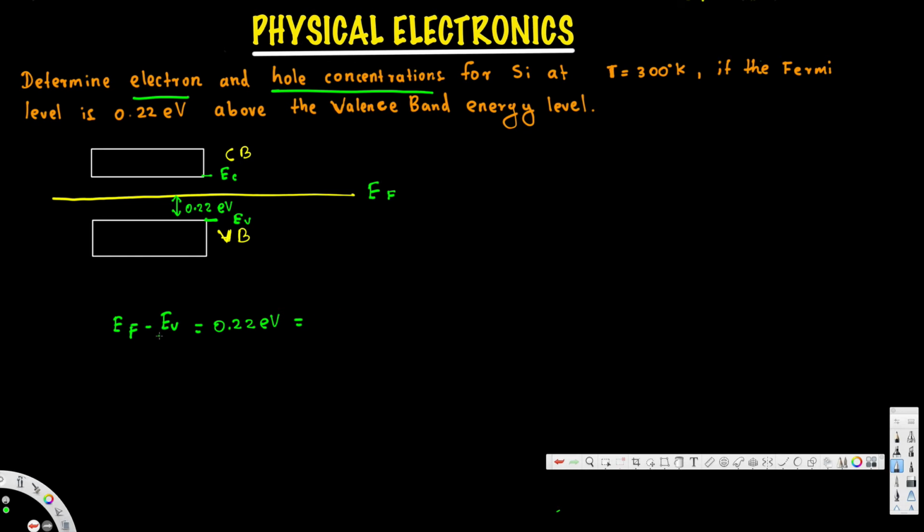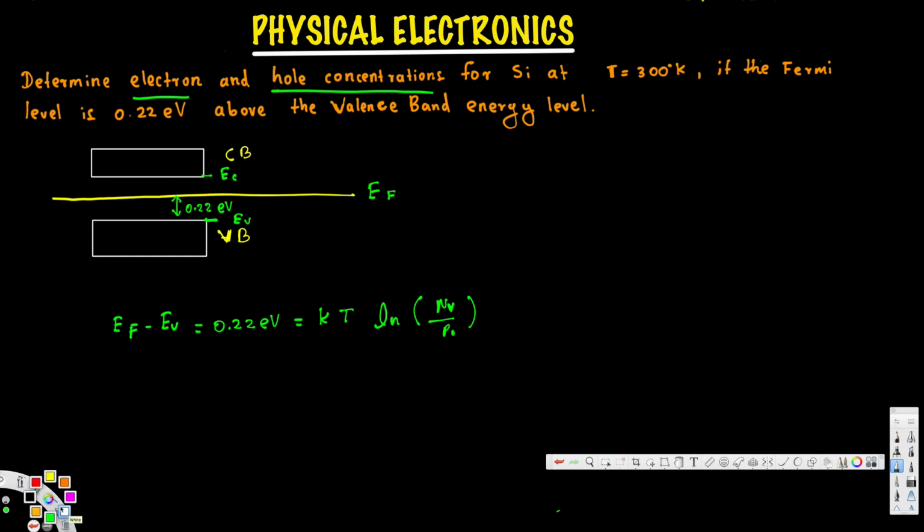If you look through the equations, you will get this one: EF minus EV is equal to KT ln NV over P naught. So this is the equation that relates the Fermi energy level and the valence energy band. From this one we can calculate the hole concentration, because P naught is the hole concentration. So if we solve this equation, we can calculate that.